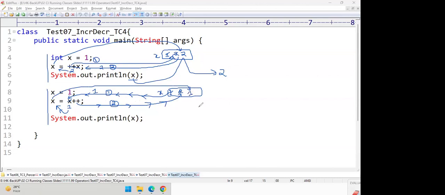So tell me, in a post increment also the variable value is increased, but after increasing, the original value is stored in the same variable. That's why the incremented value is replaced with the original value. In the next line, if you read x, what is the value coming? 1.